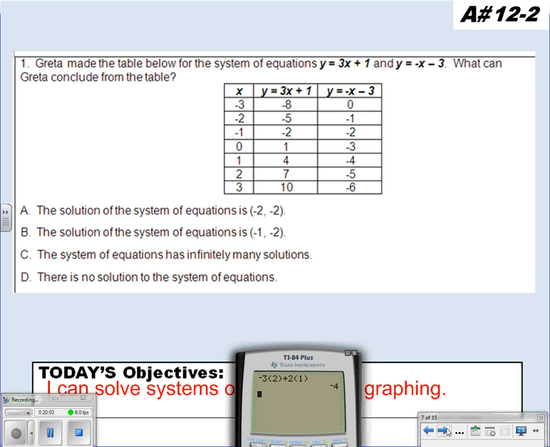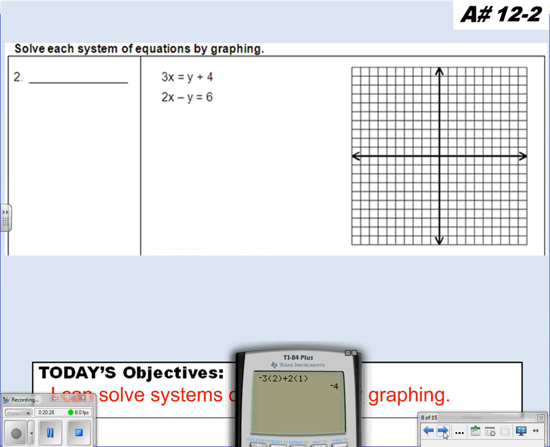So number one, they give you two tables, but they already give you the equations. And remember, you have to have the same point on both lines in order for it to be a solution. So you're going to check to see, is -2, where x is -2 and y is -2, is that on the same line? Is that on both lines?